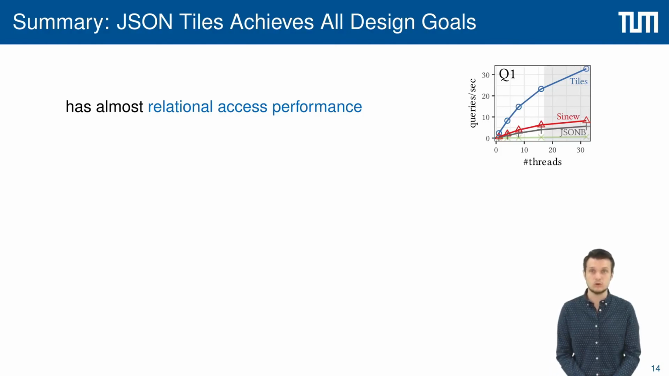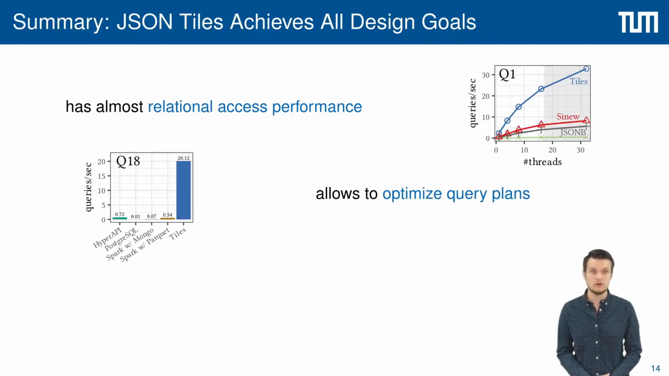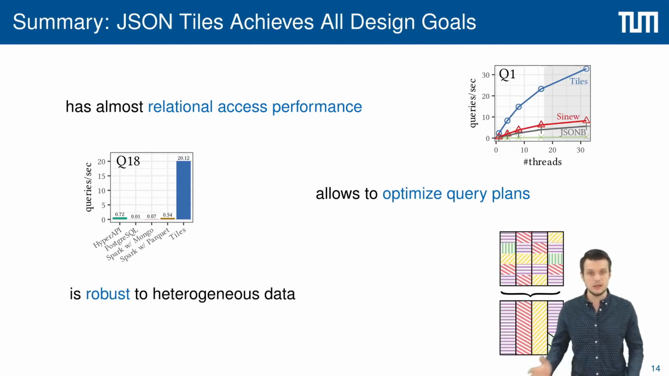With that, I want to conclude that JSON tiles achieves all the 3 design goals we mentioned earlier. It almost has relational access performance. We allow the query optimizer to find better join orderings, which help, for example, in query 18, and we're robust to heterogeneous data by using our reordering optimization.